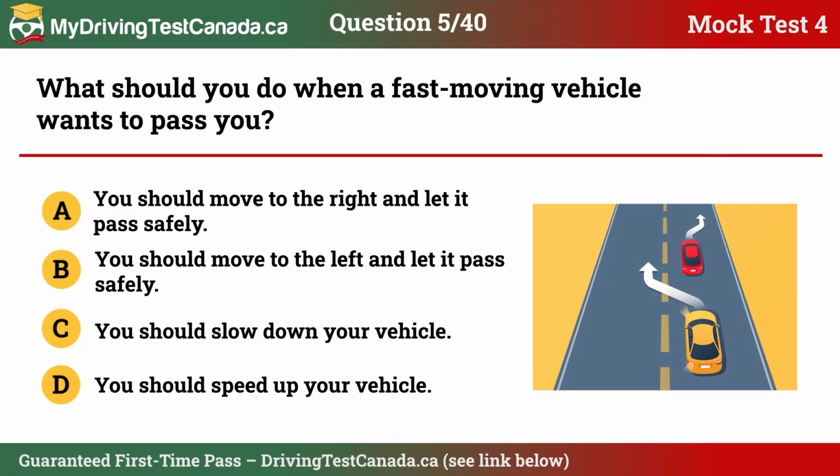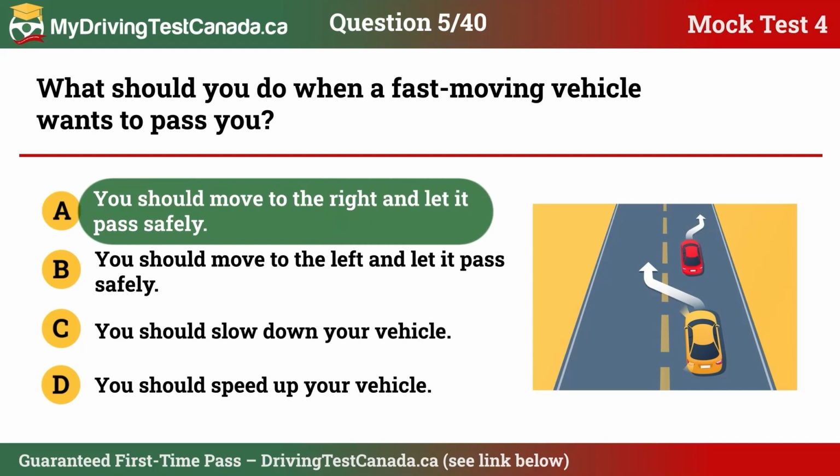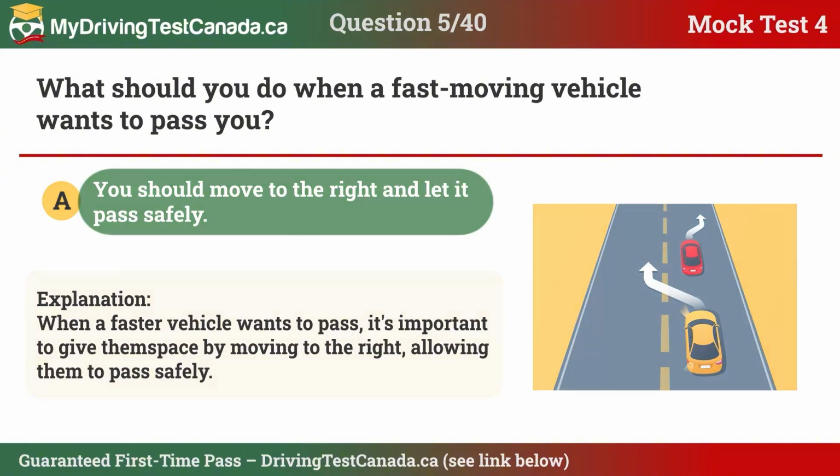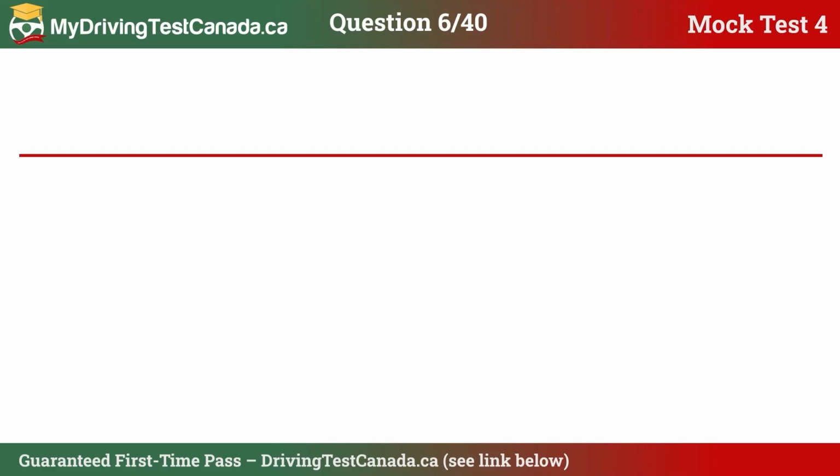The correct answer is A. You should move to the right and let it pass safely. Explanation: when a faster vehicle wants to pass, it's important to give them space by moving to the right, allowing them to pass safely.